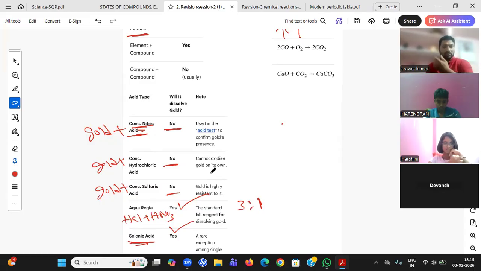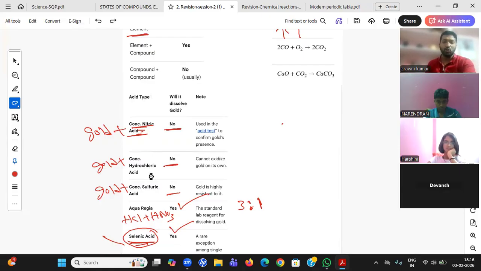Can you go to the previous page, sir? I want to write AgNO3 plus NaCl. Yeah, I'm going there. Okay, Tanushri. So again, there is an exception, selenic acid, but don't concentrate on it here. This is in your higher classes. You will come to know.